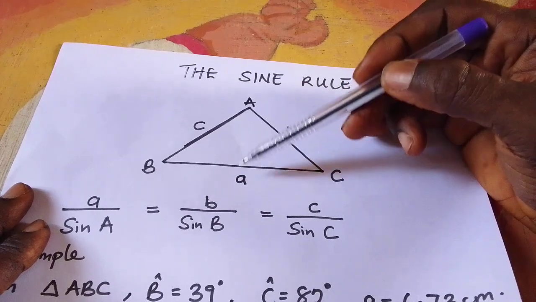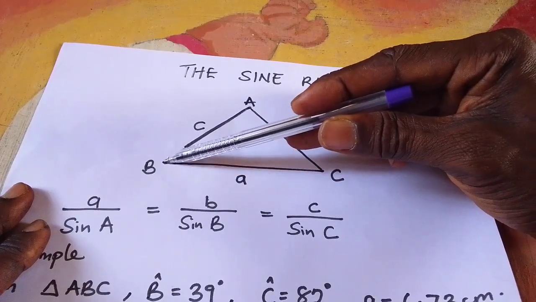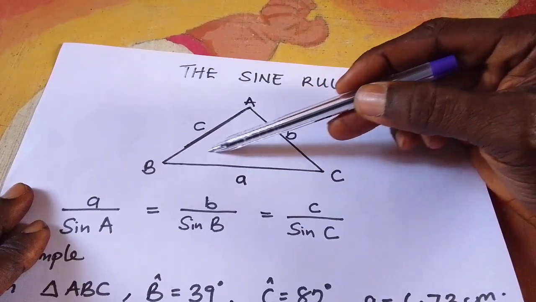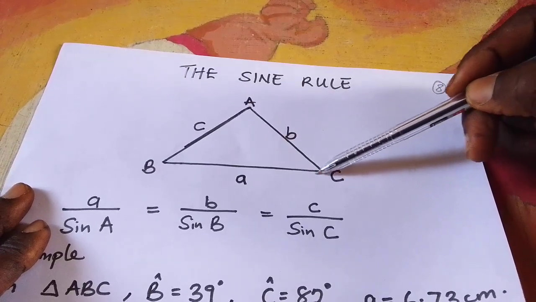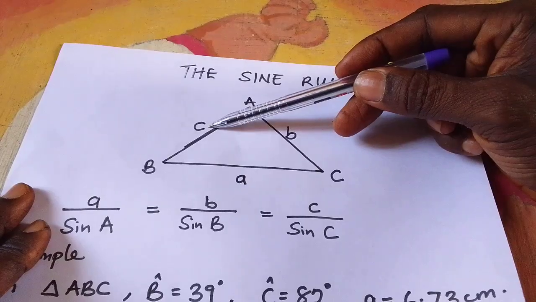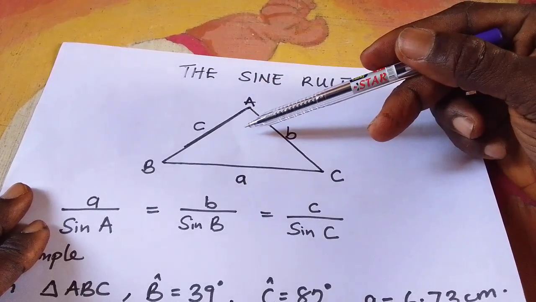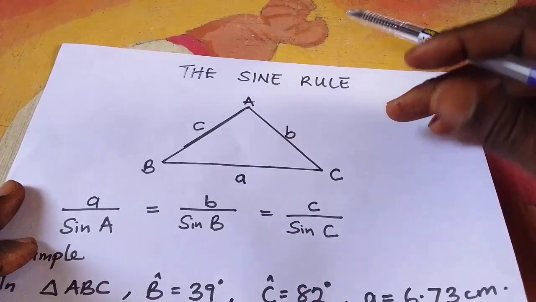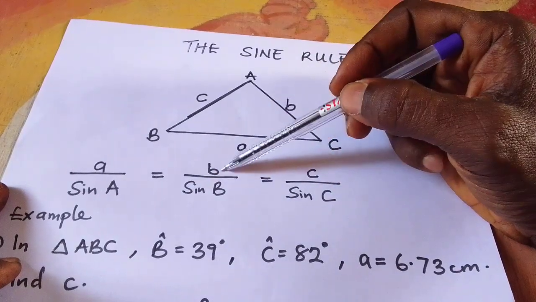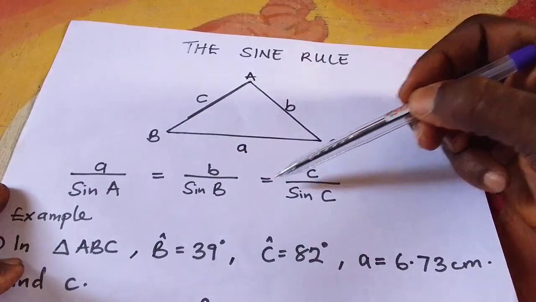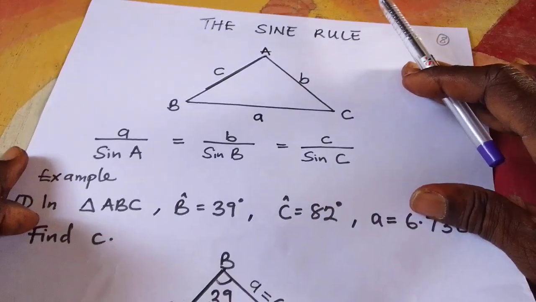It represents the side. So the side facing this angle B is small letter B. Then it is angle C. The side facing this angle C is small letter C. So that is how to name the triangle. The ratio of the sine rule says that a over sine A equals b over sine B equals c over sine C.